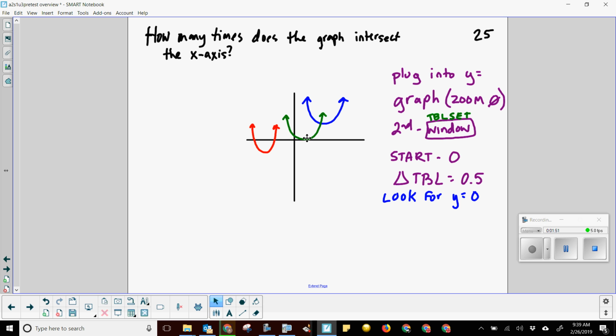This one, if it comes down and touches and only has one spot where y equals 0, that only is going to cross once or touch once. And if your graph is way up here, or if we're upside down and it's down here somewhere, we could have no solutions, or no times it's going to cross the x-axis.